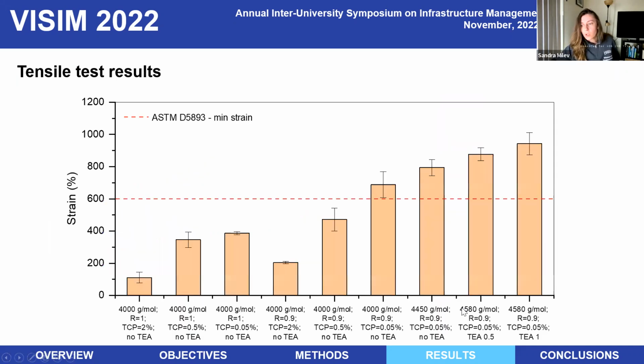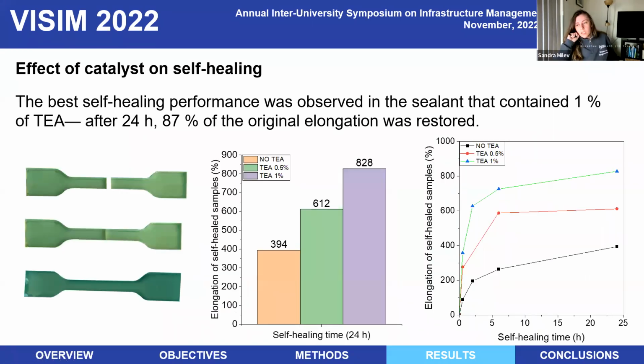And this is how everything compares to the ASTM D5893 minimum strain requirement. Only 4 of these sealant formulations satisfy that condition. And we decided that this one is maybe the best one, because that was after conducting the self-healing experiments.